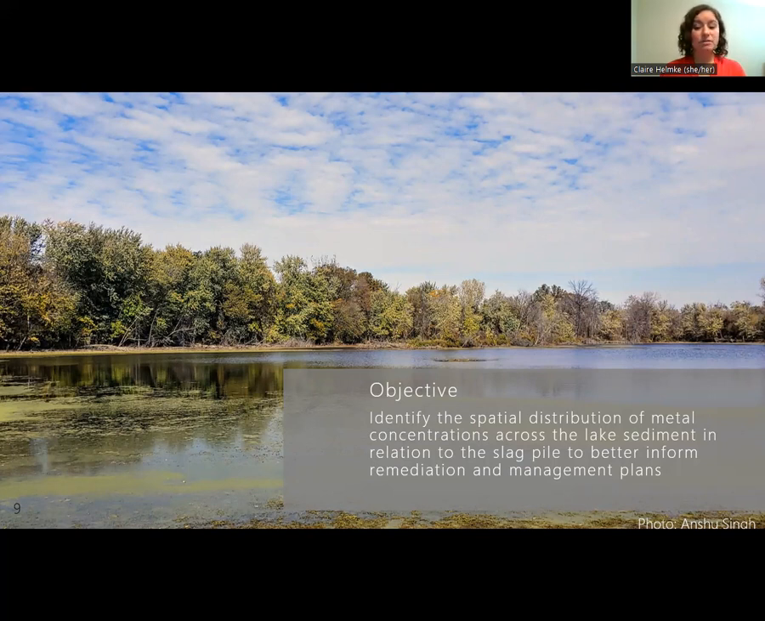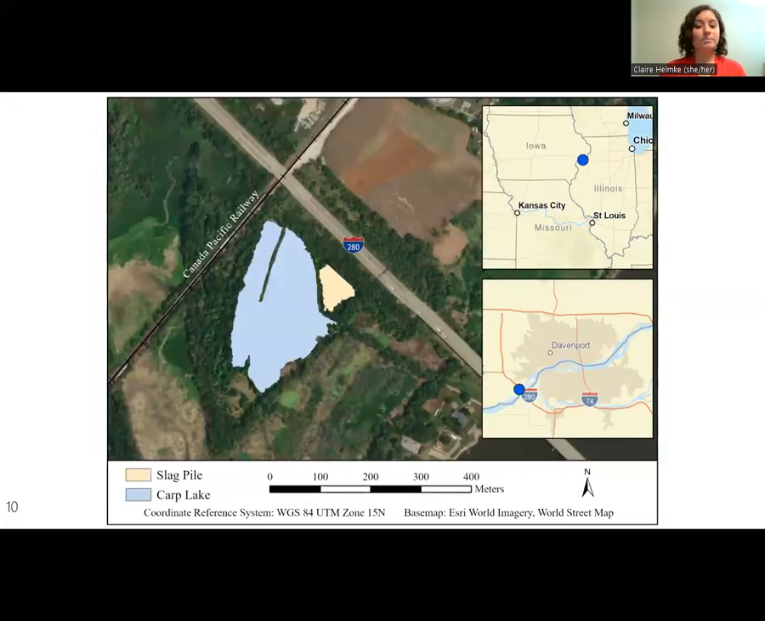This analysis will better inform Carp Lake's remediation plans, as well as be useful for managers of remediation projects of medium and small slag piles across the upper Mississippi River Basin. Carp Lake is only 400 meters from the banks of the Mississippi River, south of Davenport, Iowa, and Scott County. The lake was a former sand quarry created between 1944 and 1950, and is about 3.5 meters at its deepest.